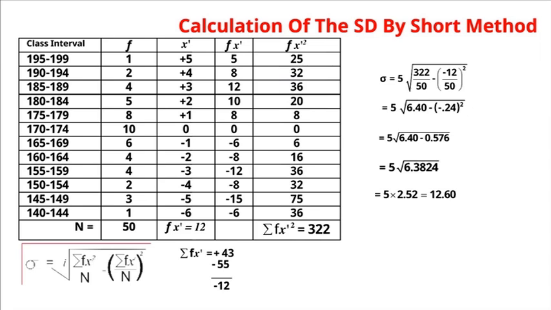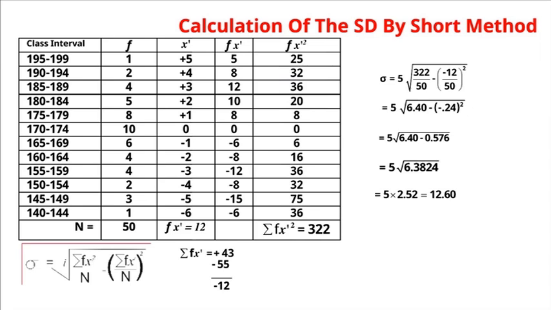Now, you want Fx dash square. Fx dash square is Fx dash into x dash. Don't do 5 multiplied by 5, it will be Fx dash into x dash. It is not the whole square, it is Fx dash square. So, Fx dash 5, x dash 5, 25; Fx dash 8, x dash 4, 32; 12 into 3, 36; 10 into 2, 20; 8 into 1, 8; minus 6 into minus 1, plus 6; minus 8 into minus 2, 16. Like that you will get the value of the Fx dash square.